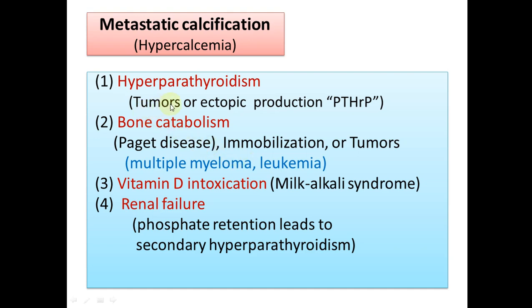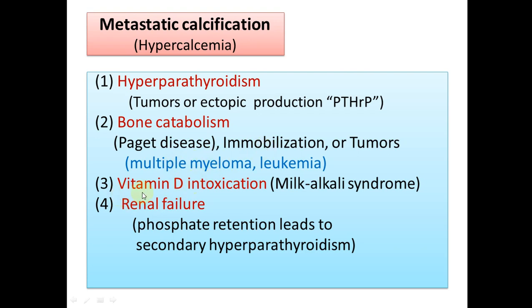Now, we come to know that metastatic calcification is caused by hypercalcemia, and it will be caused by hyperparathyroidism and sometimes malignant tumors, which secrete the parathyroid hormone related peptide, which has a similar action to the parathyroid hormone. And in conditions of excess breakdown of the bone, for example in Paget disease, and when the bones are immobilized for long times, and tumors like leukemia and multiple myeloma.